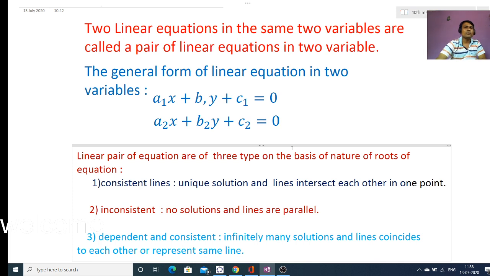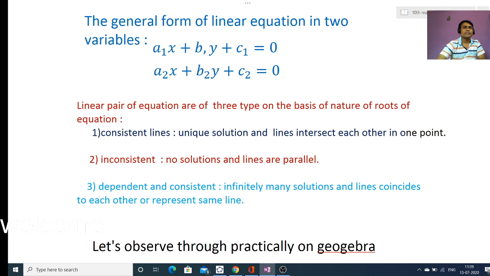On the basis of the nature of the roots, the linear pair of equations is of three types. The first one is consistent lines. The lines which intersect each other and have a unique solution, meaning a point common to both the lines. And what is the condition for that? In that case, a1 upon a2 is not equal to b1 upon b2.